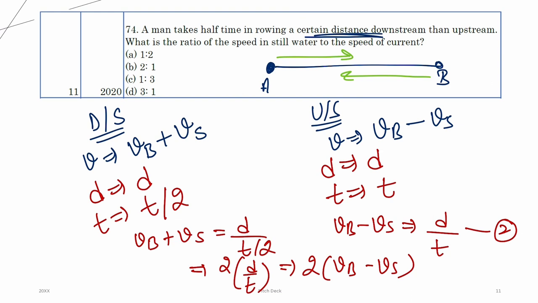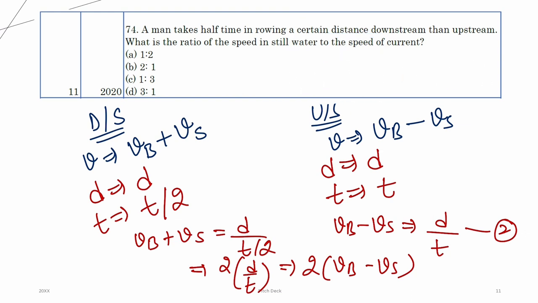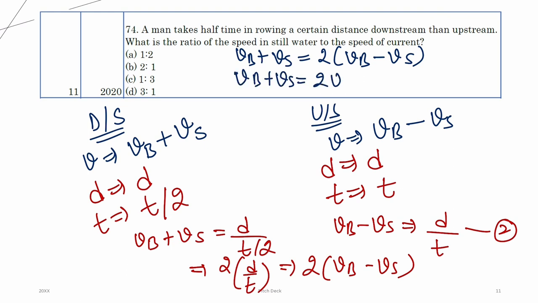This part is clear. Now I'm just erasing this part. Let's see what we have got. We have got Vb plus Vs is equal to 2 times (Vb minus Vs). Right? Now solving this, you will get Vb plus Vs is equal to 2Vb minus 2Vs. So taking Vs on the other side, 3Vs is equal to Vb.